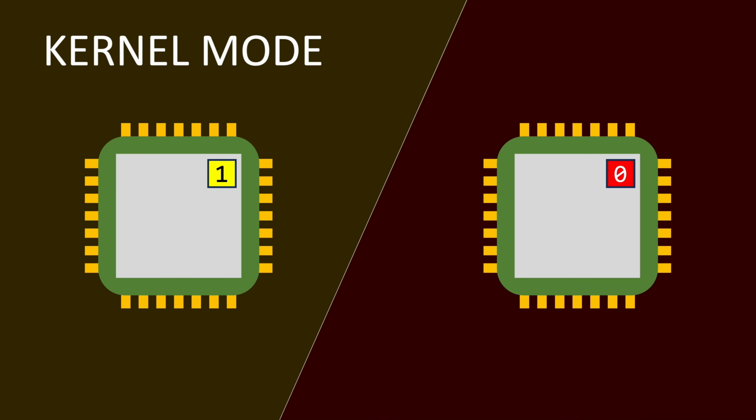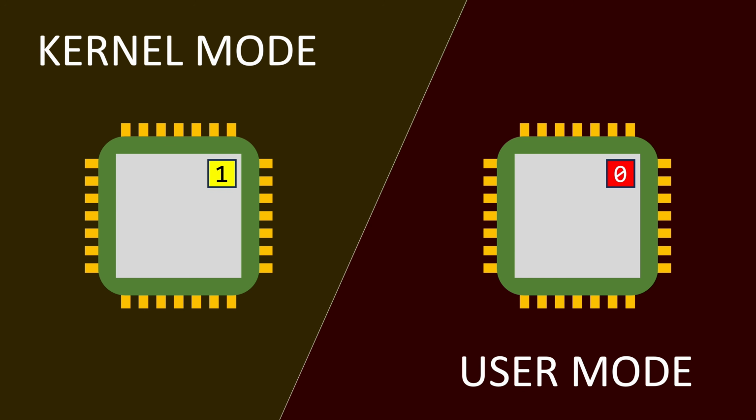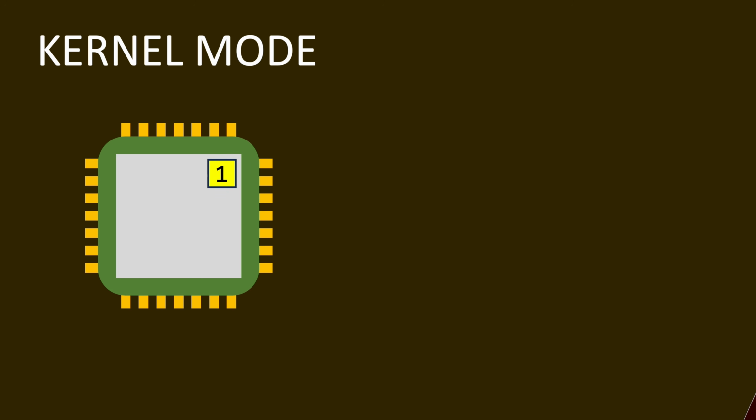Restricted mode, on the other hand, is meant for user programs, preventing them from overpowering the operating system. For this reason, it is commonly referred to as user mode. Now let's take a look at some things that kernel mode can do, but user mode cannot.